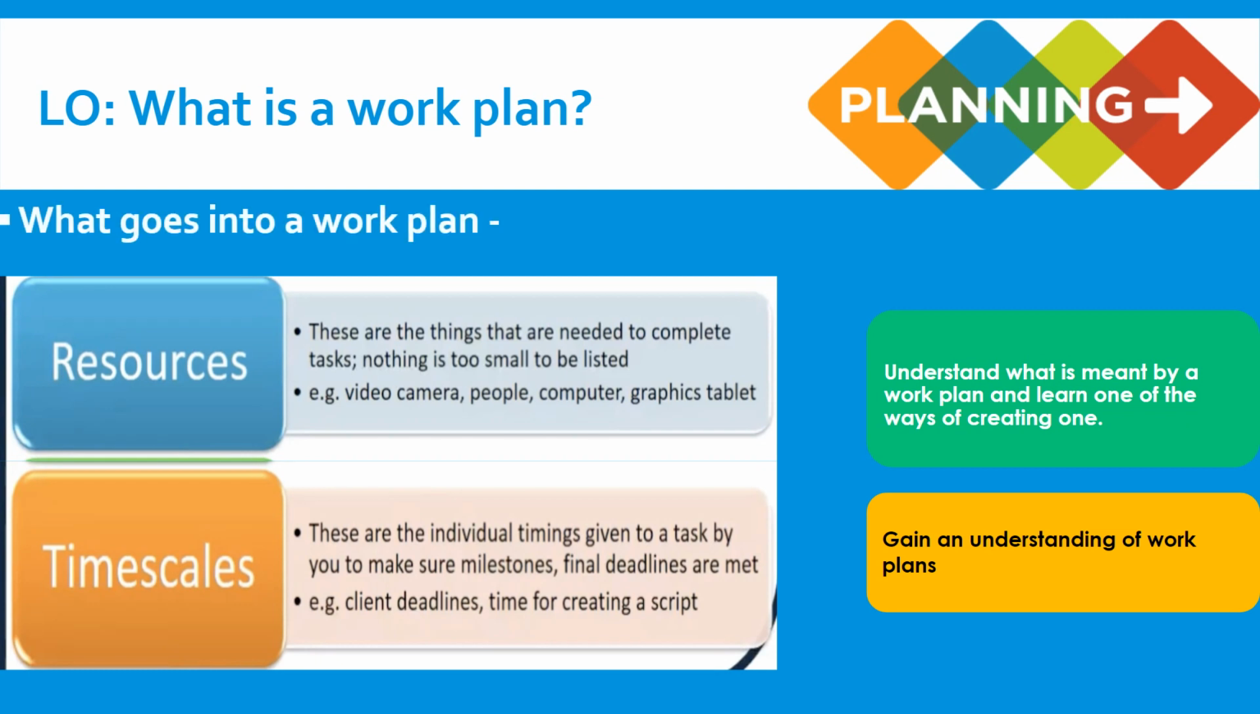What goes into a work plan again? Resources. These are things that you need to complete the task or activity. So if you're making a mood board, you might need a computer, you might need internet to access the images, you might need PowerPoint to put it all together, whatever you're using. Timescale. These are individual timings given to a task. So if you're creating a mood board, how long are you planning to spend on gathering the resources? How long are you going to spend on creating the mood board? It might be 30 minutes gathering it, 30 minutes making it, whatever it's going to be.